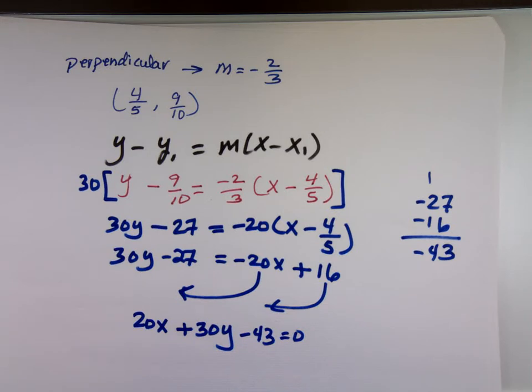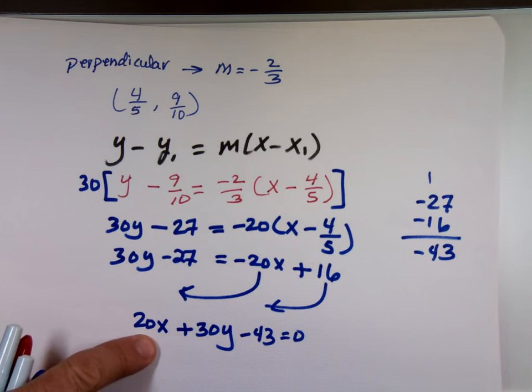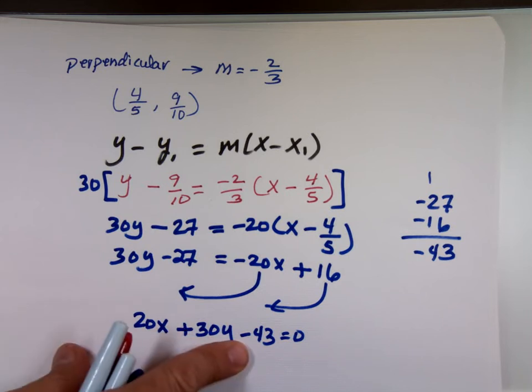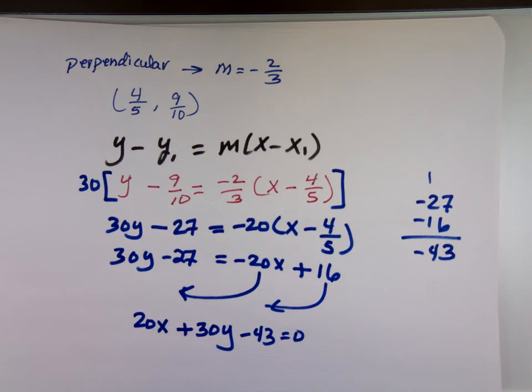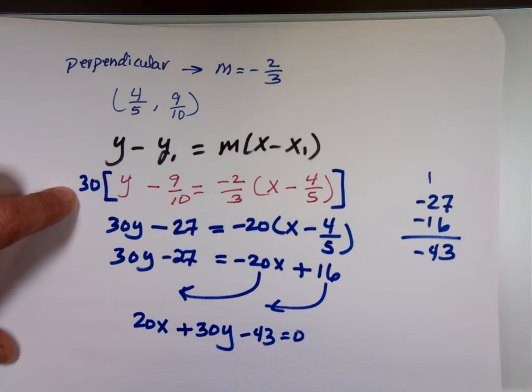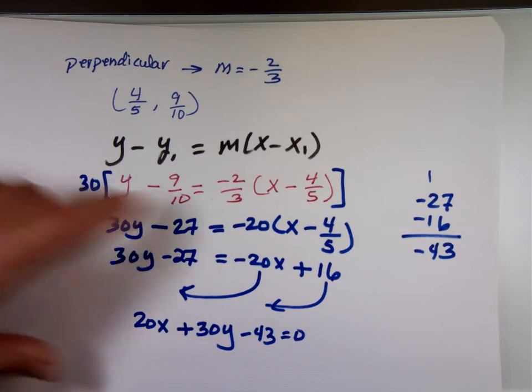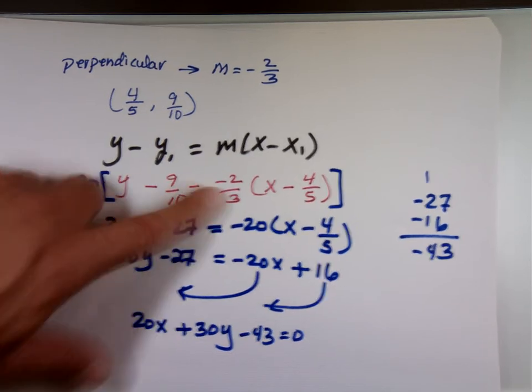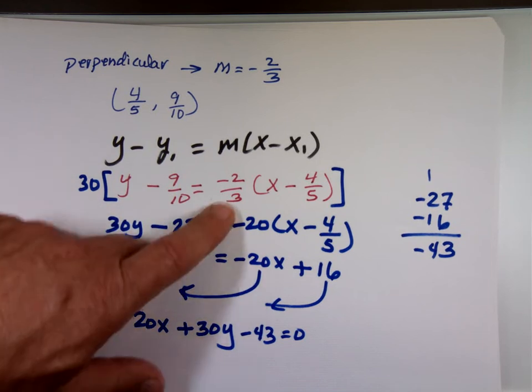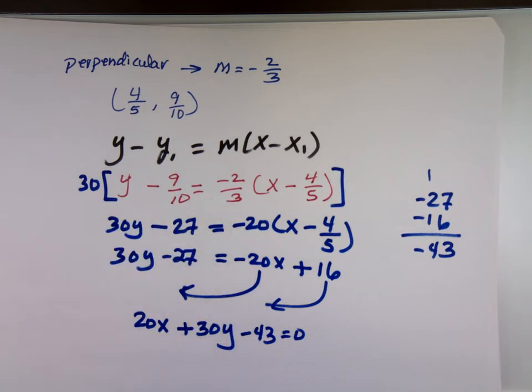I noticed on both of these, when I looked at their answer, for this one, 40x plus 60y minus 86. So they didn't multiply by the LCD. They multiplied both sides by 60. They probably multiplied by 10 first to get rid of this fraction, then multiplied by 3 to get rid of that fraction, then multiplied by the 5 probably to get rid of the other fraction. But if you divide the whole thing by 2, you end up with this.